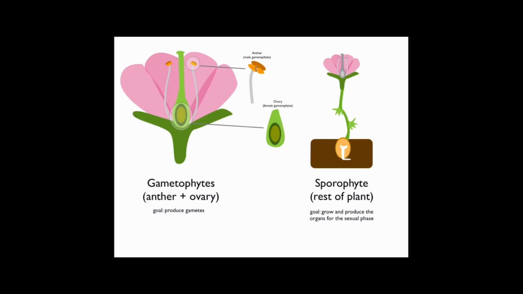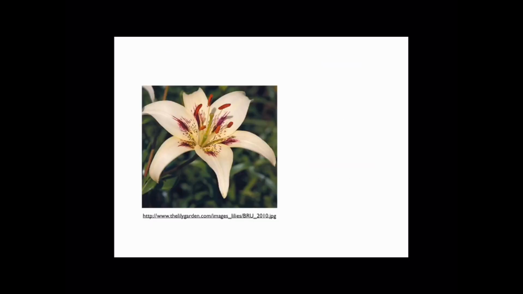Let's take a look at an actual flower for reference. This is a lily, and I'll outline the anthers in black. Now I'll outline the approximate location of the ovary. The ovule within the ovary hosts the female gamete.